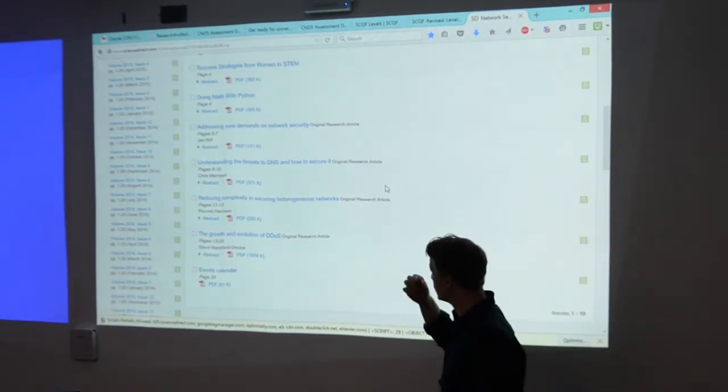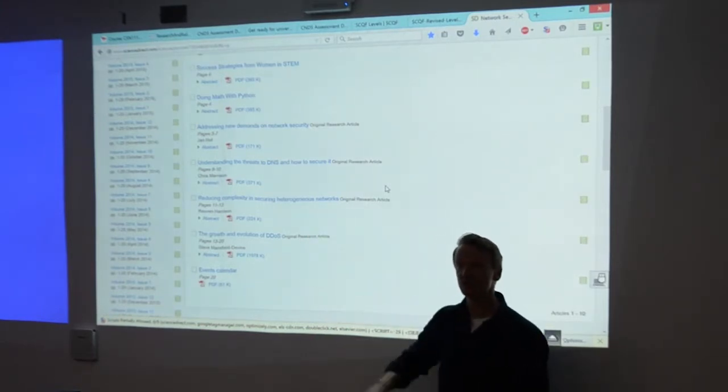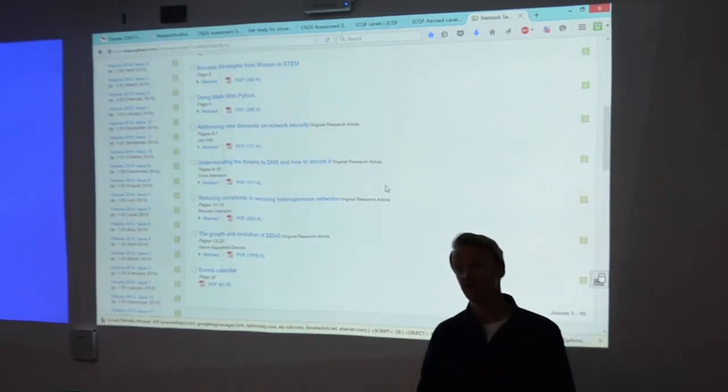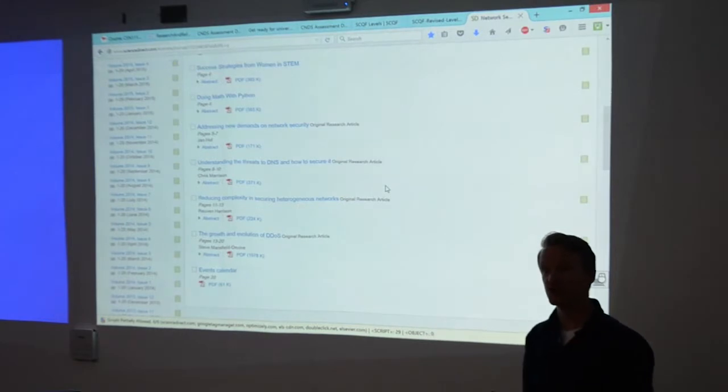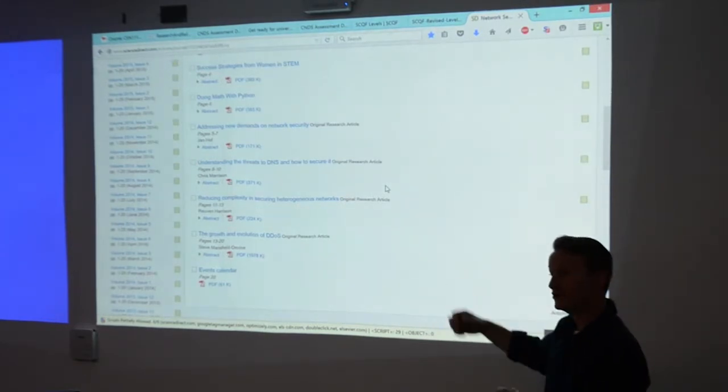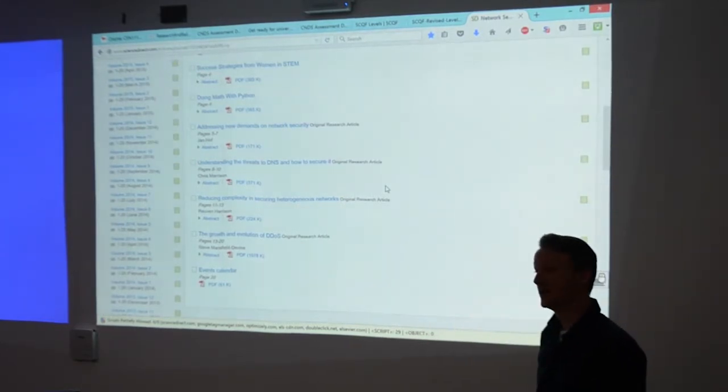There's actually quite a good email system you can set up, which tells you when there's a new publication out in your area, and you can even do keyword searches on it, and it'll email you and say, the new Science Direct Network Security journal's out, and it's got these things in it. So it's probably quite a good thing to start taking an interest in as well.